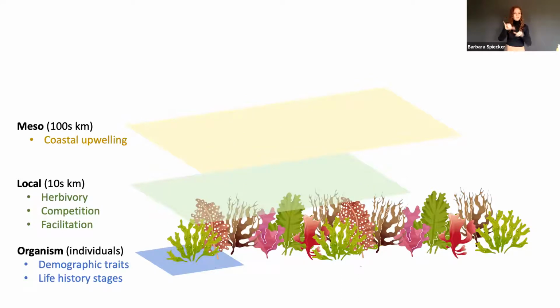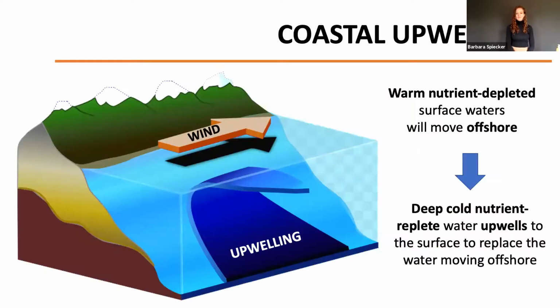If we zoom out one more scale, factors operating on a mesoscale include, for example, coastal upwelling. Here along the Oregon coast, coastal upwelling is one of the main oceanographic processes that shape coastal macroalgal communities. So what's happening when you have coastal upwelling? Well, basically, you've got alongshore winds that are moving water around, creating upwelling favorable conditions. So that warmer water on the surface that is depleted of nutrients will move away from the shore, offshore, and in its place will be welled up colder water that is replete with nutrients.